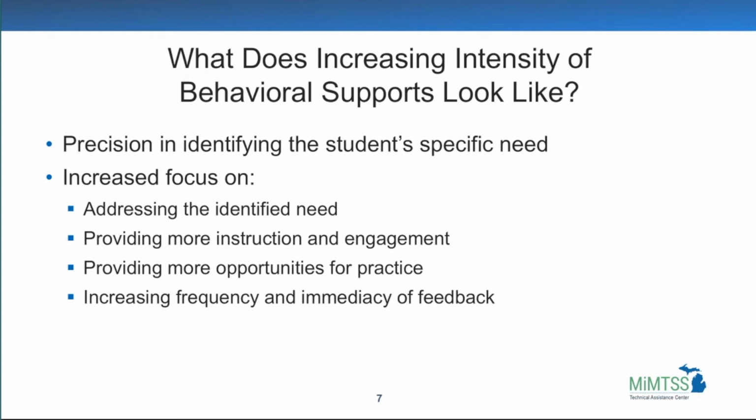When I say increase the intensity of our behavioral supports, what does that mean? What does that look like? First, it means that we are getting really precise about what the student needs. What is the exact skill or set of skills that the student needs? For example, rather than just say that the student doesn't get along with others, we want to get more precise. Like, the student is unable to tolerate or know how to respond to a peer who is disagreeing with him. Now we can provide skill-specific intervention.